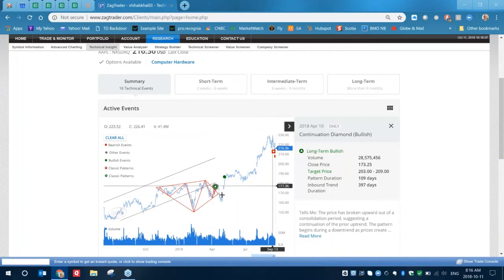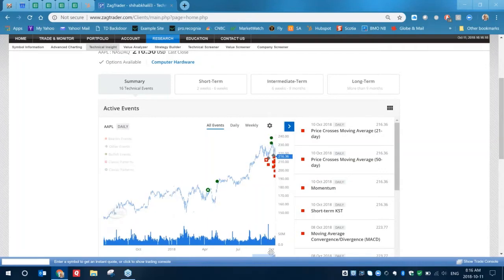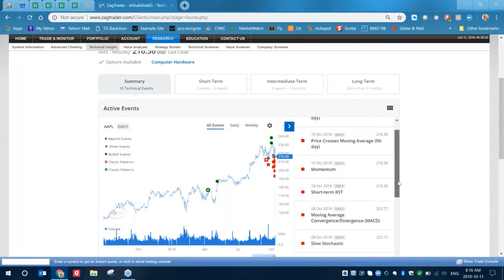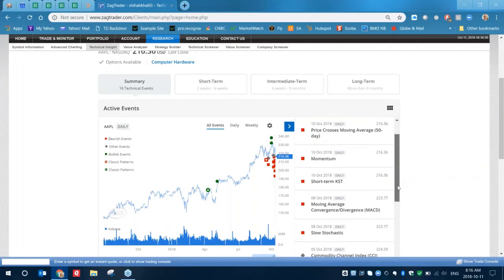So that's kind of up here. So we did hit that target price. I'll take that one off. And then more recently, if we zoom in a little bit here, you can see that we've had a whole series of bearish events recently. In fact, October 10th was yesterday. So since yesterday, we've had 1, 2, 3, 4, 5, 6, 7, 8 different bearish technical events in a row. The last bullish event was October 1st.